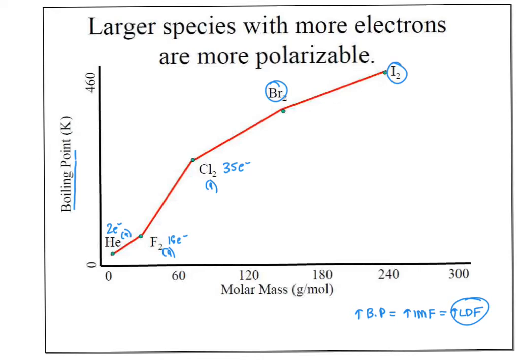As we get bigger, right, these guys are actually liquids at room temperature, meaning they're more attracted to each other. They have a boiling temperature that we can get them to boil at, but there's more attraction because there's more electrons. More polarizable, more London dispersion forces between clones of bromine with bromine and between clones of iodine with iodine.